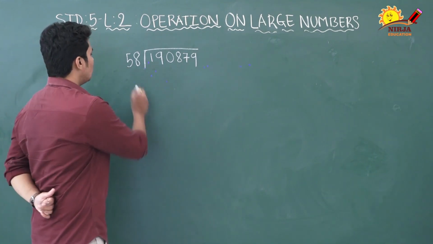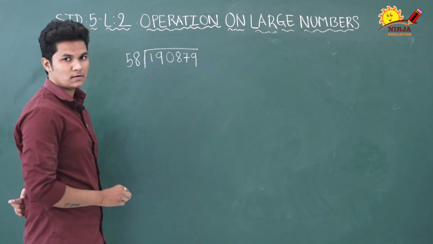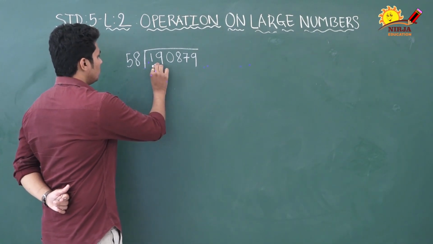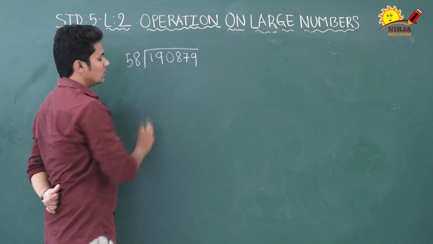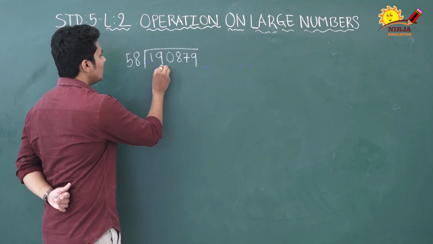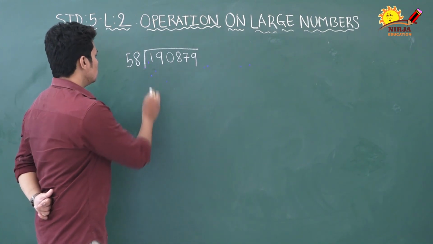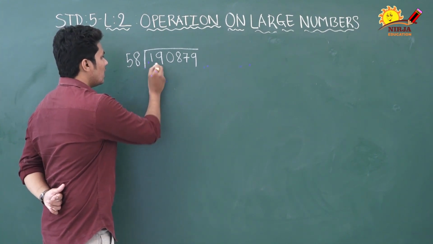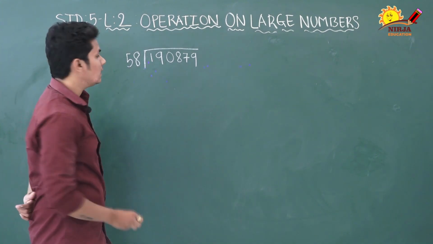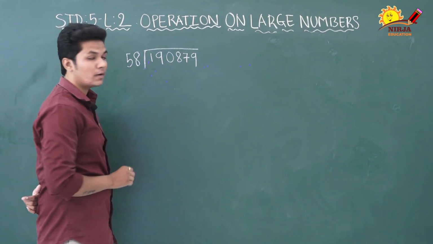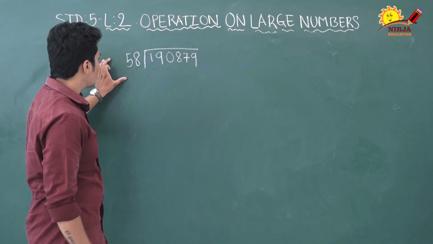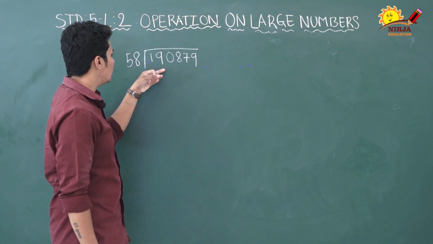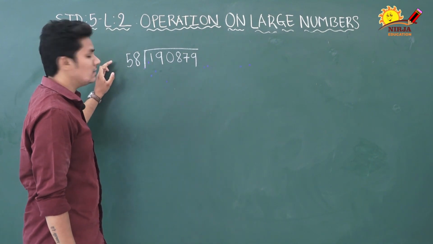Here you can see that there are two digits in the divisor. So we will take this portion of the dividend, but it is only 19. Okay. So 19 is less than 58. So we cannot divide 19. So we will take 190. Okay. So let's start the sum. Let's find out in 190 how many times 58 is there.